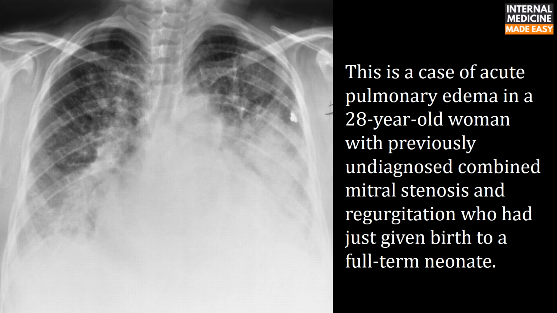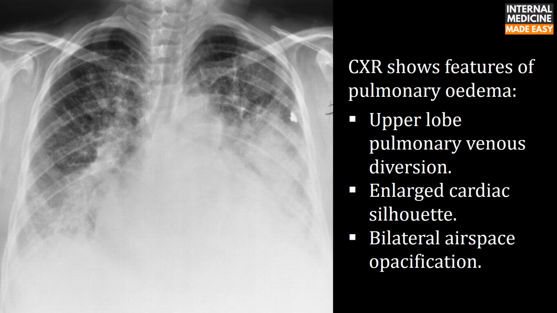This is a case of acute pulmonary edema in a 28-year-old woman with previously undiagnosed combined mitral stenosis and regurgitation who had just given birth to a full-term neonate. Chest X-ray shows features of pulmonary edema such as upper lobe pulmonary venous diversion, enlarged cardiac silhouette, and bilateral airspace opacification.